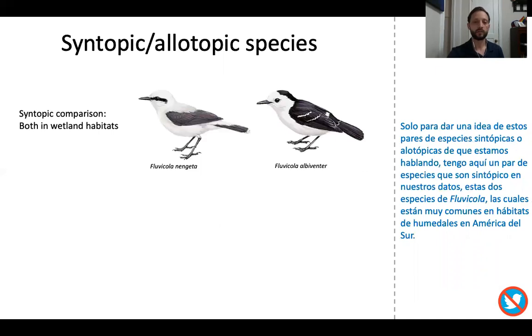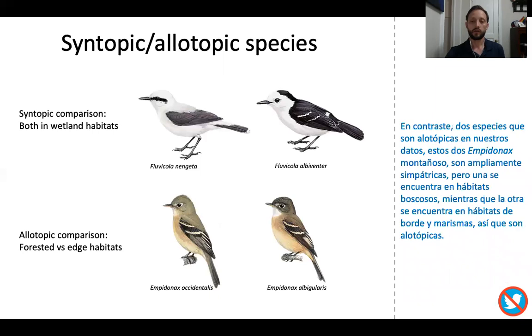Just to give a sense of what some of these syntopic or allotopic species pairs look like, here is one species pair that is syntopic in our data. These are the two species of Fluvicola, both of which are widespread in wetland habitats in South America. In contrast, two species that are allotopic in our data are the two Middle American montane Empidonax. They're broadly sympatric, but one is found in forested habitats while the other is found in edge habitats and marshes.